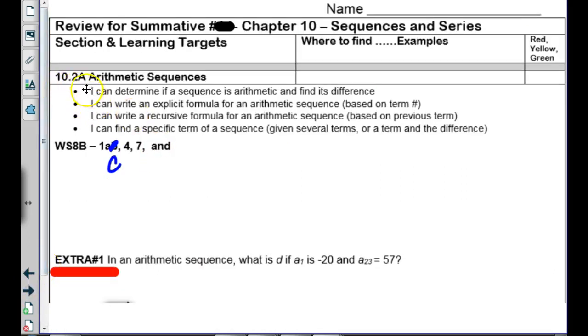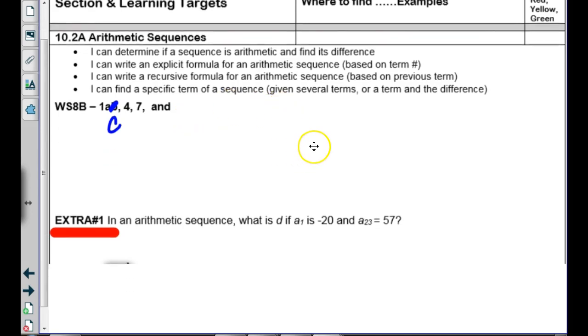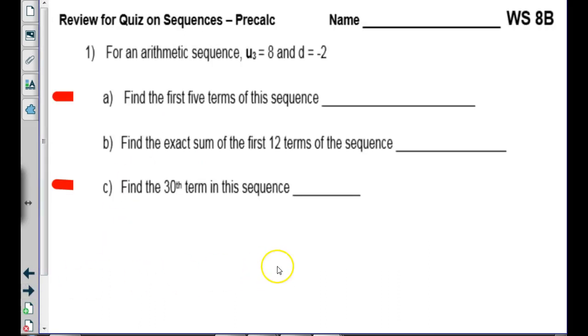So the first section of the quiz is 10.2a, which is arithmetic sequences. You have to be able to find a difference of a sequence, find the first term or a different term, find explicit and recursive, and find a specific term given several terms, etc. It says we are to go to worksheet 8 and do 1AC, 4, and 7. Do I have that? Yes. Worksheet 8B.